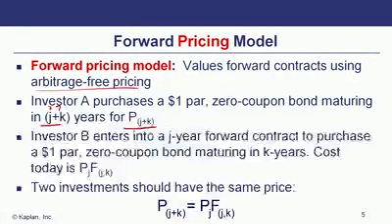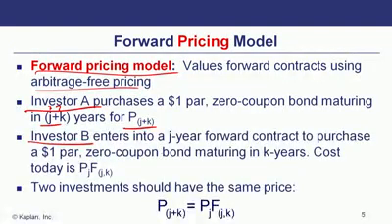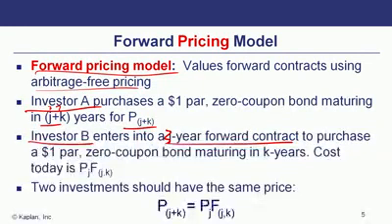Well, the point here of this forward pricing model is that we have another investor, investor B, that enters into a J-year forward contract to purchase a $1 par, 0 coupon bond that matures in K years. So in this case, we had 3 and 2, so we're going to enter into a 3-year forward contract to purchase a bond that matures 2 years from the expiration of the contract.